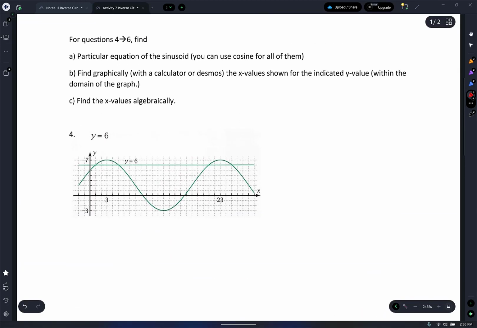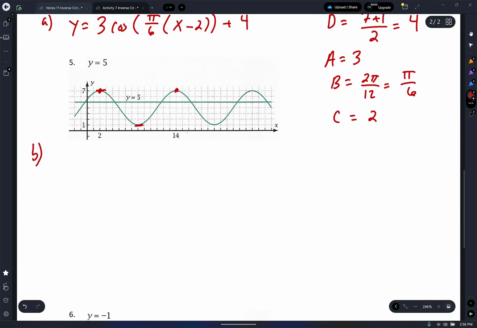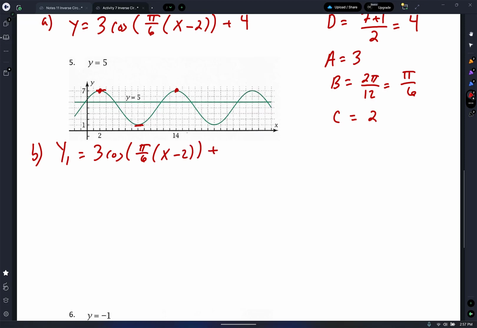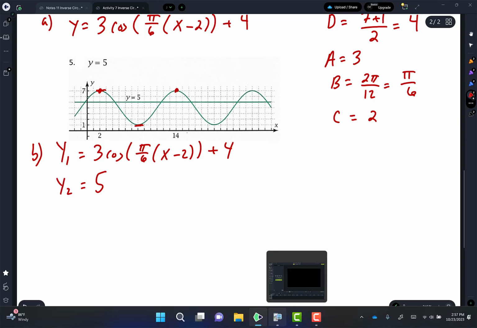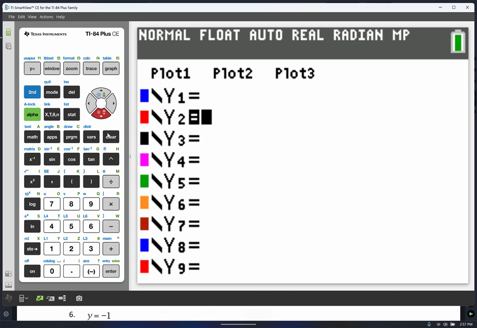Okay. On letter B, B says to use your calculator to find, or Desmos, if you don't have a calculator at home, use Desmos as well, to type this in. So here's what I'm going to type. On Y1, I'm going to type 3 cosine pi over 6, parenthesis, x minus 2, close, plus 4. Be careful. The most common mistake is you're missing a parenthesis. On y2, type in 5. So that's what I'm going to do, guys. I'm going to take my calculator. And you guys are going to have to help me out because my short-term memory is bad when I don't get sleep.